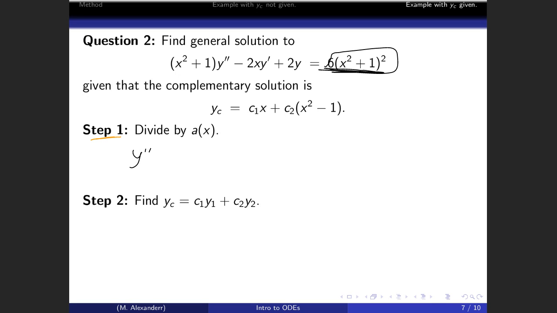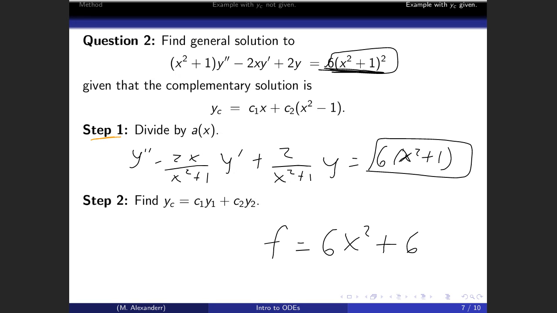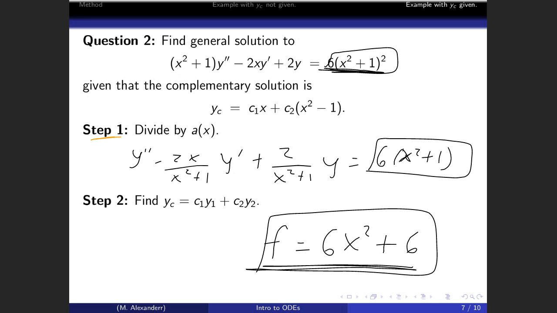So y double prime minus 2x divided by x squared plus 1 y prime plus 2 divided by x squared plus 1 y is equal to 6, and this is going to be x squared plus 1 only. There's no square on the parentheses. So now this guy is your f function. So your f function is simply 6 x squared plus 6. All right, so that is the important part from step 1, which is going to appear later on.